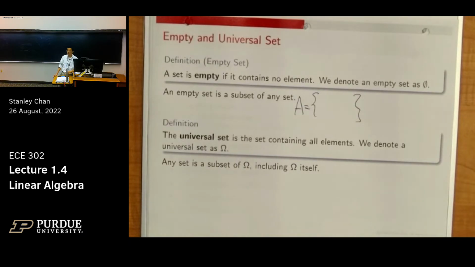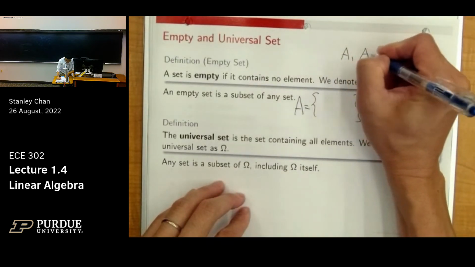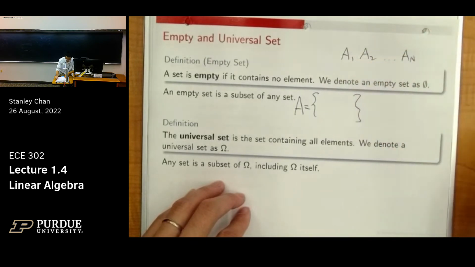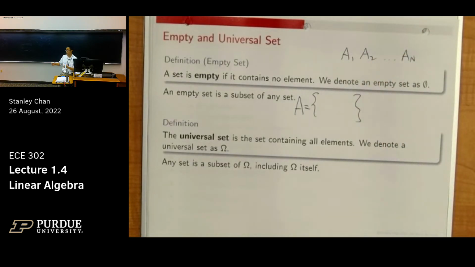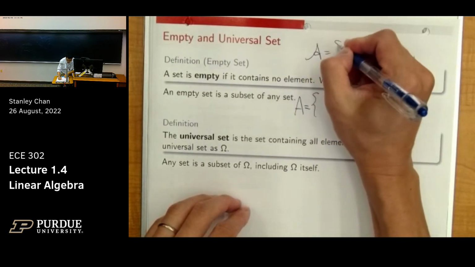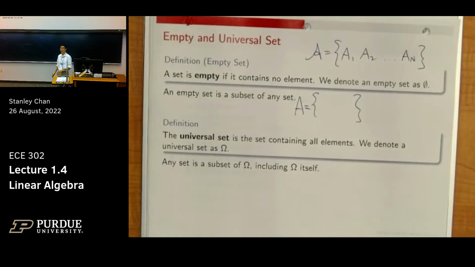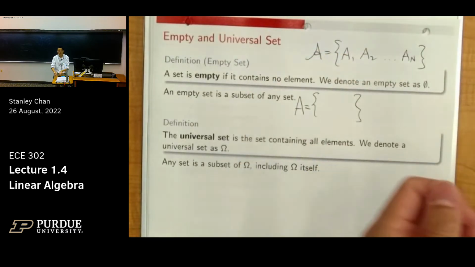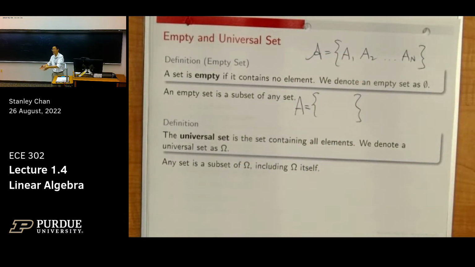Now, you can also form a set of sets. What do I mean? You can have A1, A2, all the way through AN. These are all sets, and I can form a set of sets. That's complicated, but each one is a set, and what is a set? A set is a collection of elements. Inside this bucket, you can have many small buckets. That is well defined.